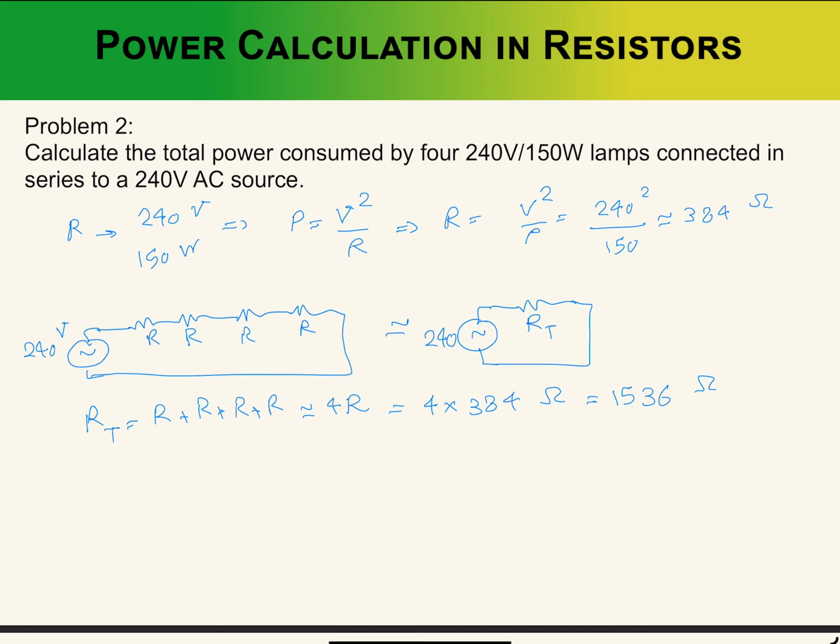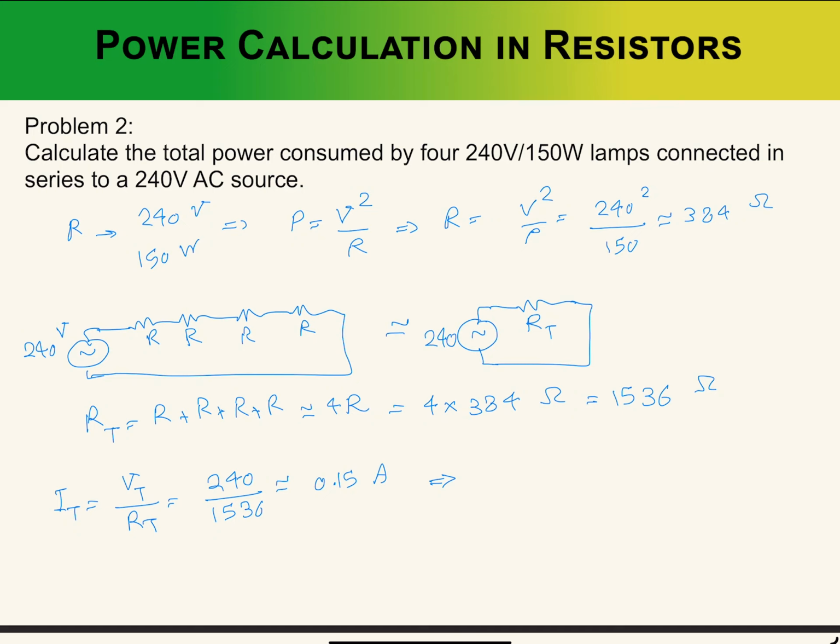That takes us to the total current. So I total, which is the same as I of each resistor because they are in series, is simply V total, or VS, divided by R total. In this case, 240 volts divided by 1,536 ohms takes us to about 0.15 amps of current. So that's the total current.